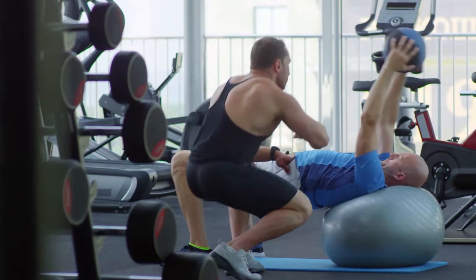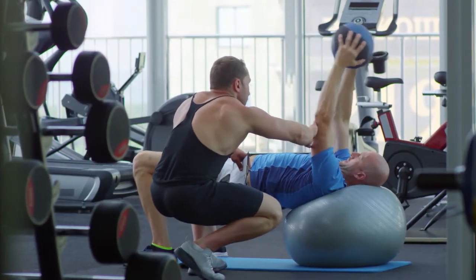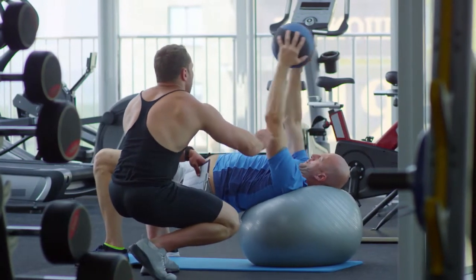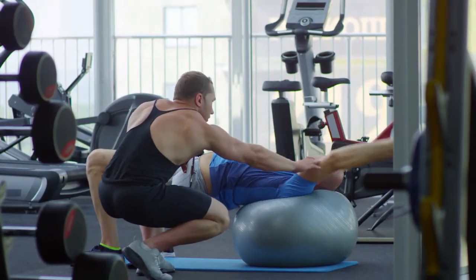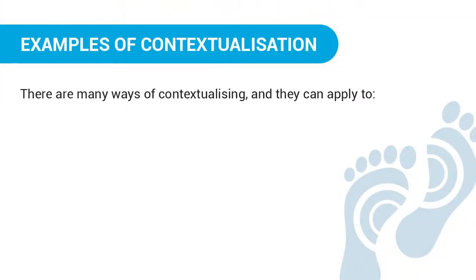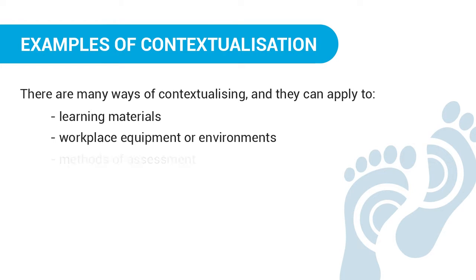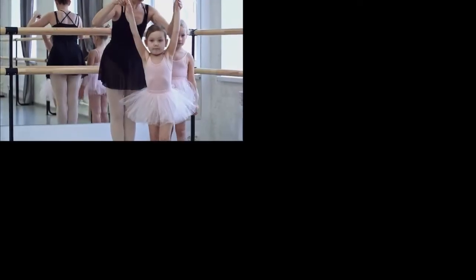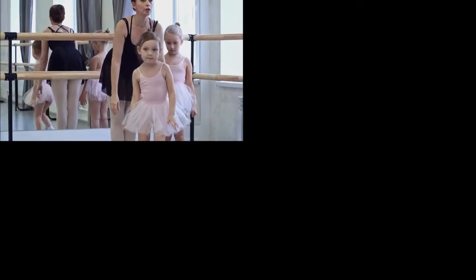Vocational training is focused on meeting the needs of the workplace, so the better our contextualization, the better the workplace outcome. There are many ways of contextualizing, and they can apply to learning materials, workplace equipment or environments, methods of assessment, workplace requirements and learner needs, to name a few. Let's explore a number of these.